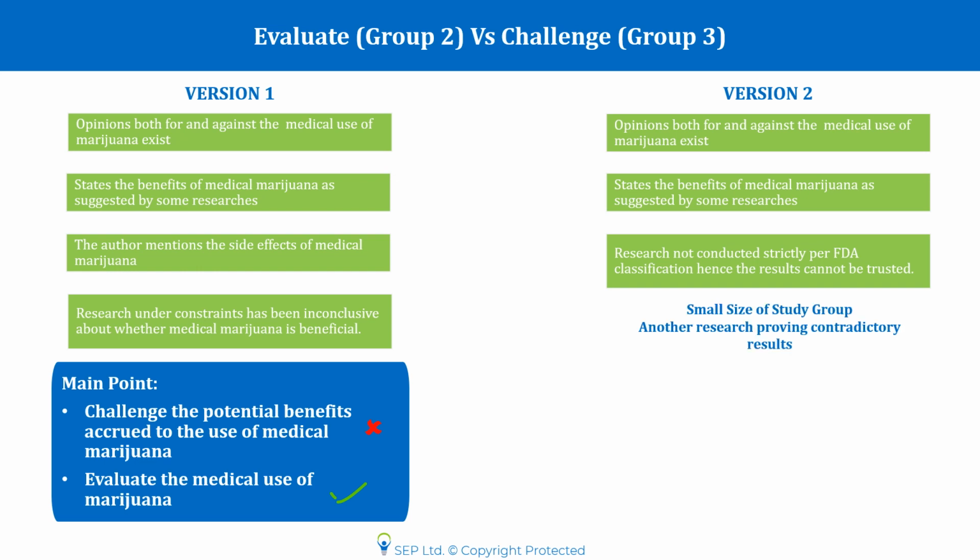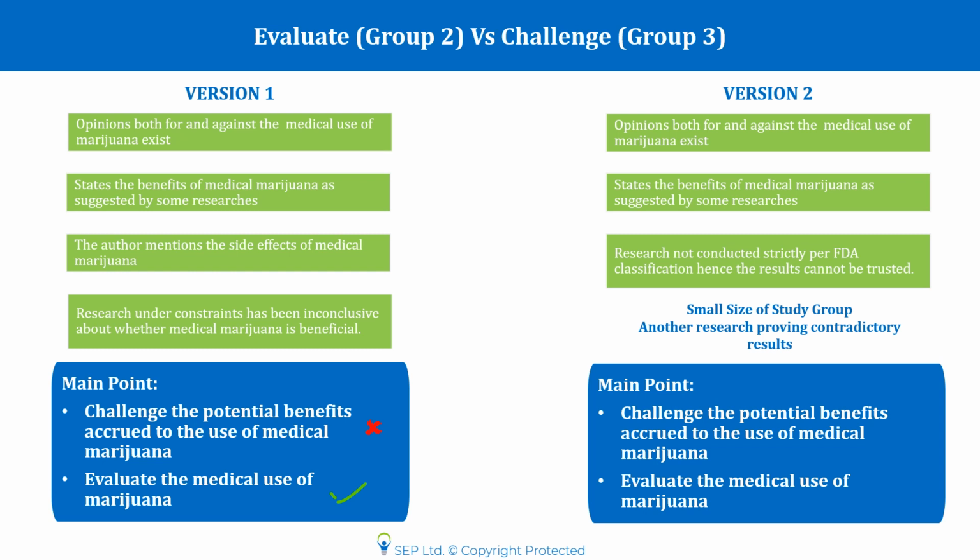And in this case, if we are faced with some other sort of doubt raising, like let's say the author is saying that the study size of the group in the research was very small and therefore the research results cannot be trusted, or there was some other research that was providing contradictory results, then we would also know that the author was raising questions against the research mentioned earlier.